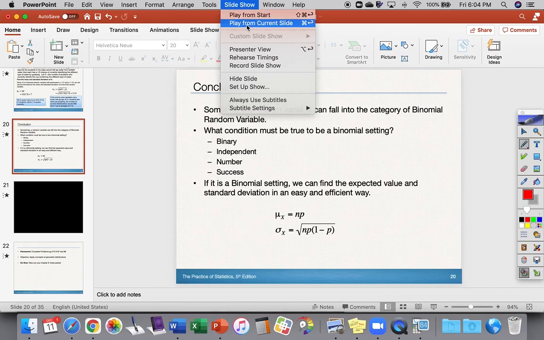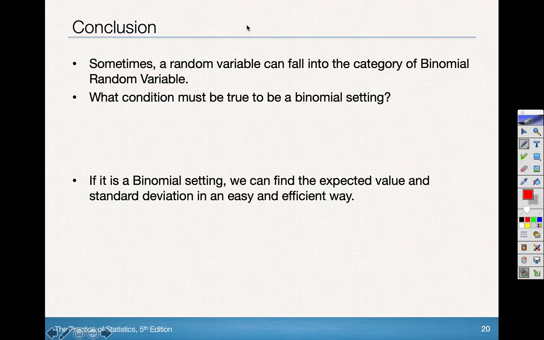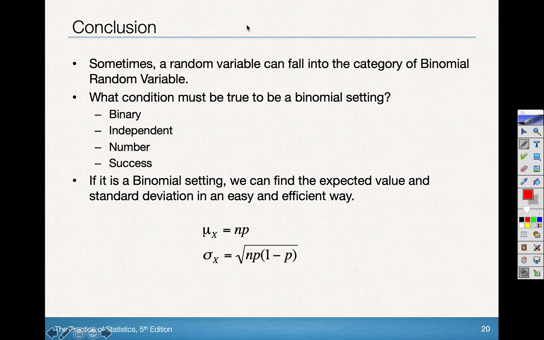Okay, it's time to finish our Chapter 6 lessons. So I want to start with where we ended after the activity last class and where we are up to with this binomial distribution. We're still talking about the binomial distribution for the first half of this video.